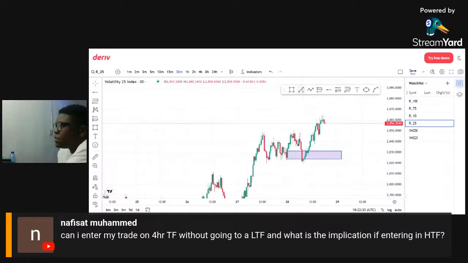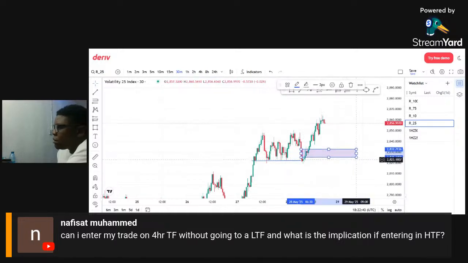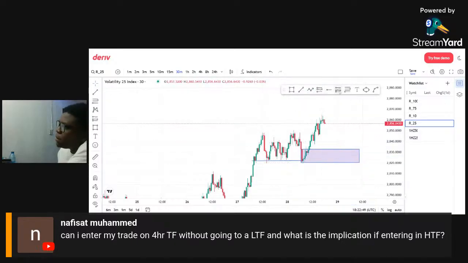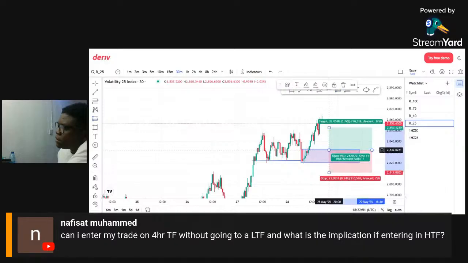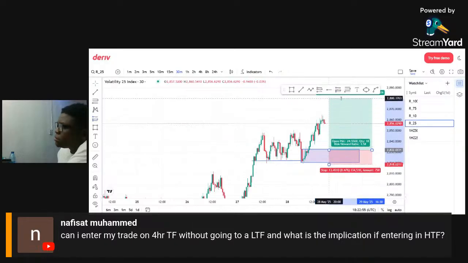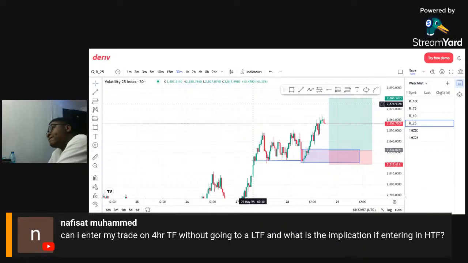So you can see there is a sweep here. So this order block is valid. Taking a buy from here won't be bad on VIX25 because price is still in an uptrend. Target one is up to here. So that's what I'm seeing on this VIX25.